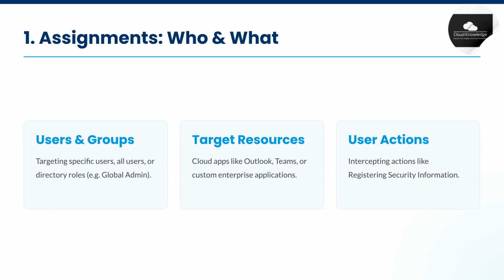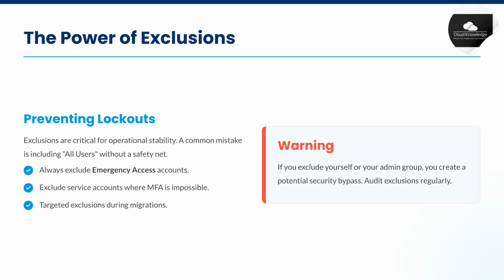The first component is assignments, who and what. This involves targeting specific users and groups, defining the target resources or cloud apps, and intercepting certain user actions like registering security information. Exclusions are powerful and critical for stability, helping to prevent lockouts. Always exclude emergency access accounts and service accounts where MFA is not possible. Be sure to audit exclusions regularly.